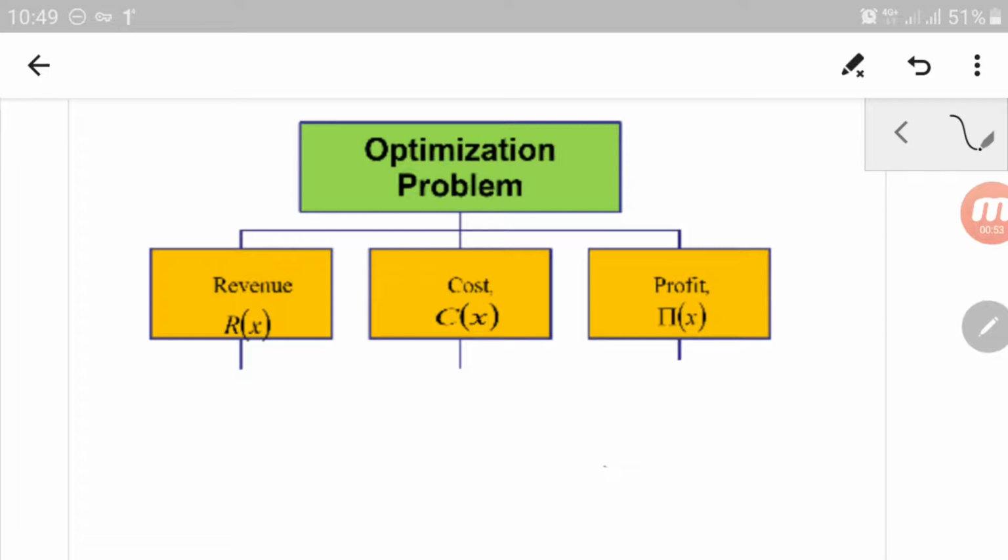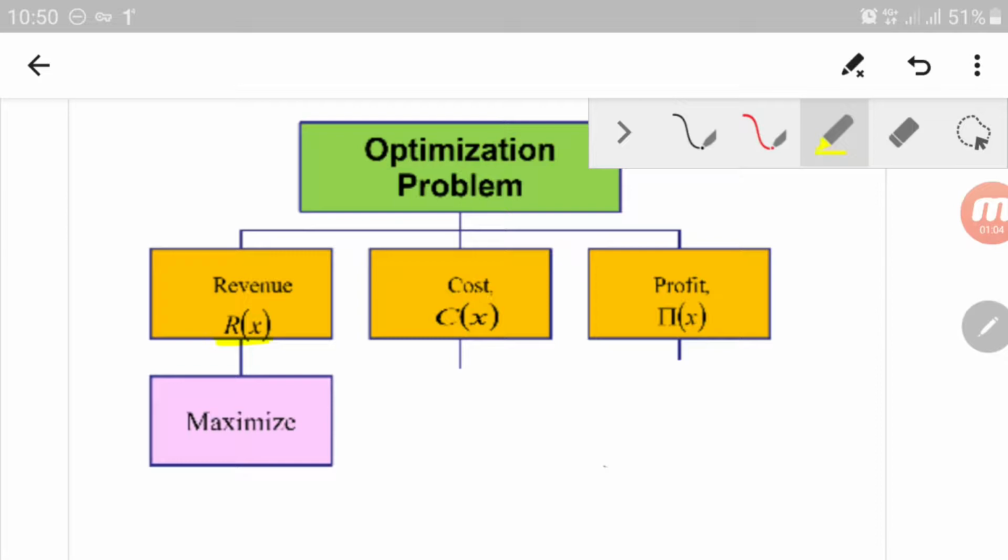for our company. For example, if we are able to come up with the revenue function of our product, then of course we want to maximize our revenue. It's a simple logic. It's a no-brainer lah. We want more money, right? Because we believe more money, then more revenue, more profit lah.